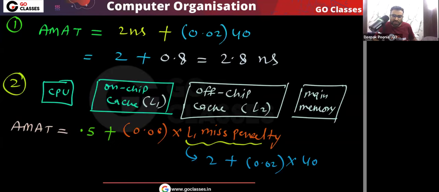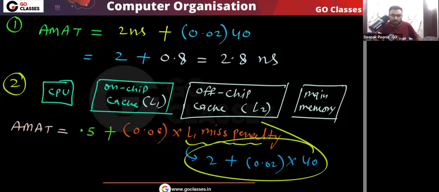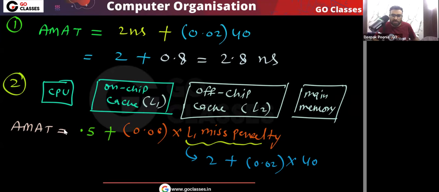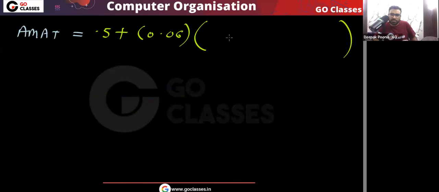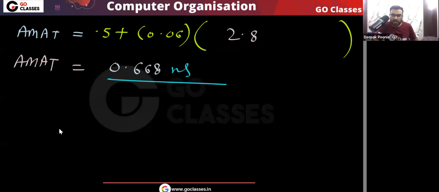Now you can easily calculate the average memory access time for this multi-level cache, two level cache memory. You can see that will be 0.5 plus 0.06 multiplied by 2 plus 0.02 into 40. This we have already calculated. This was 2.8, so I can put 2.8 here. Now we can calculate the average memory access time. When you calculate, you will get average memory access time equal to 0.668, in nanosecond. So this is the average memory access time.